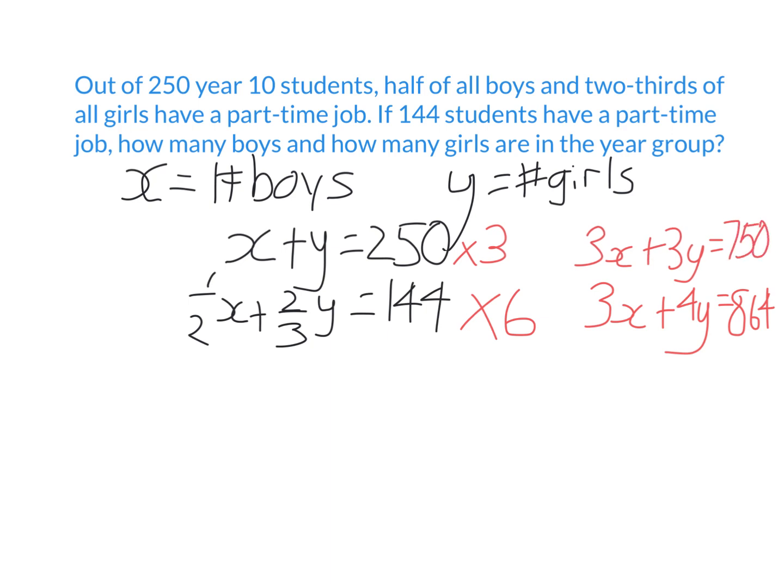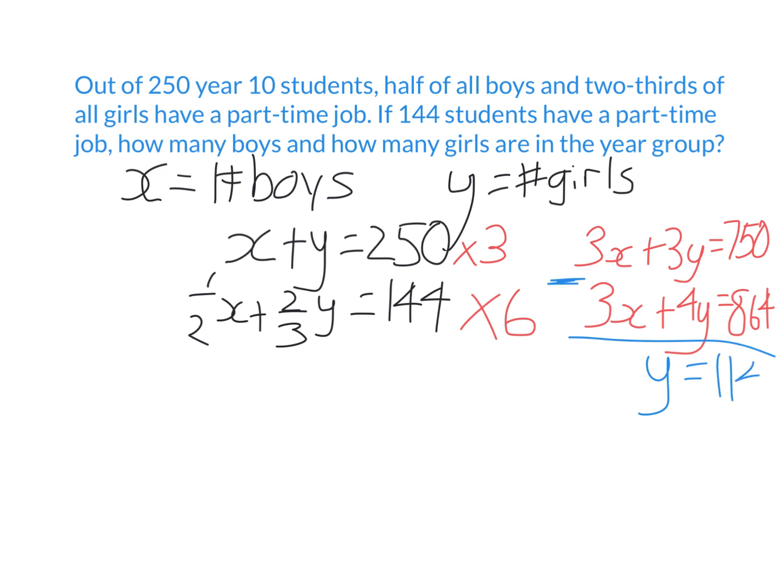So now I can solve this easily. X's have the same coefficient and same sign. So if I subtract one equation from the other, I'll eliminate the x's. 3x minus 3x is 0. 4y minus 3y is just y. 864 minus 750 is 114.